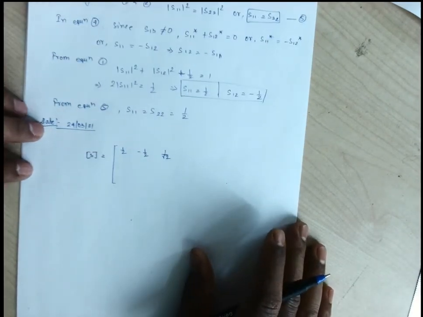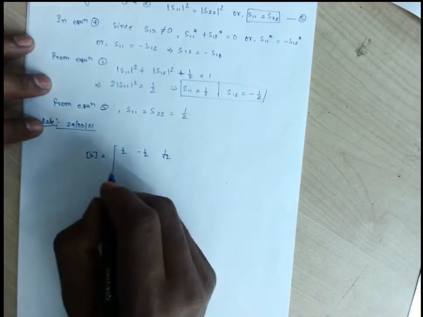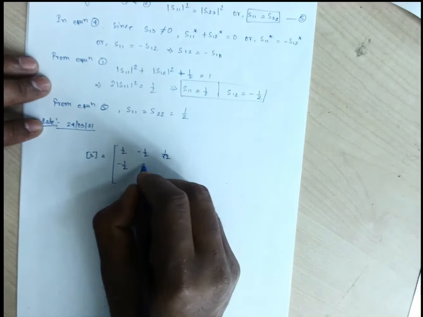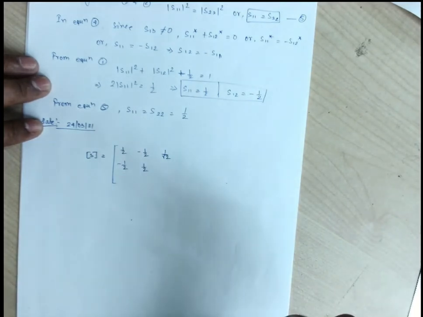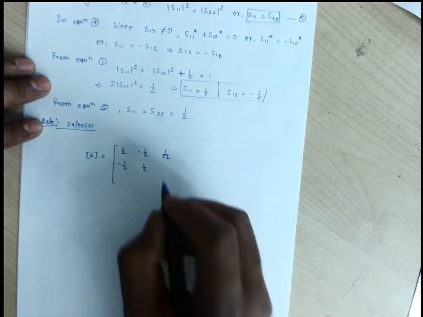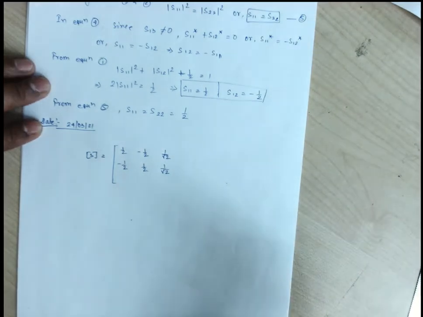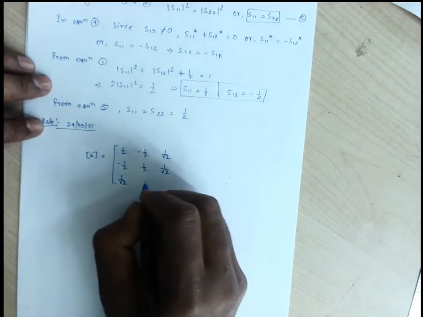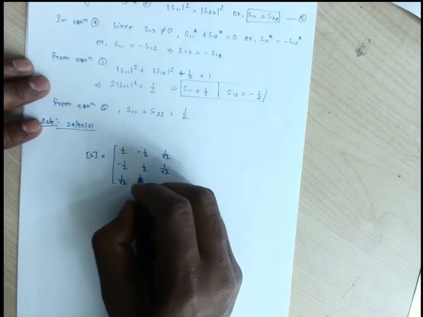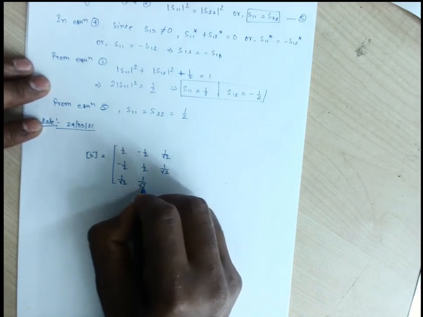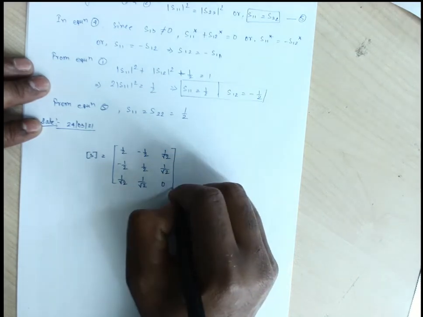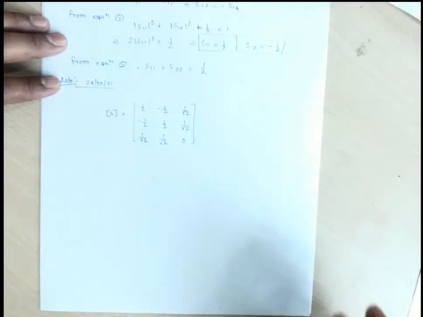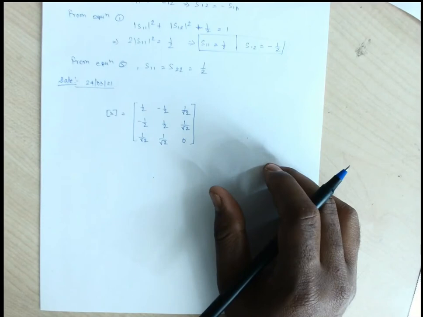Next, S21 is the same as S12, that is minus of half. S22 is half. S23 is the same as S13, that is 1 by root 2. S31 is the same as S13. S32 is the same as S23, so it is the same as S13. And S33 is 0, since it is matched with the port. Okay, so this is what our S matrix is.